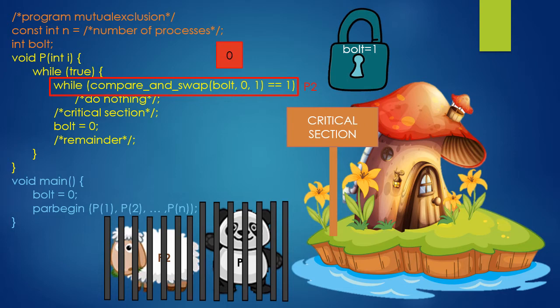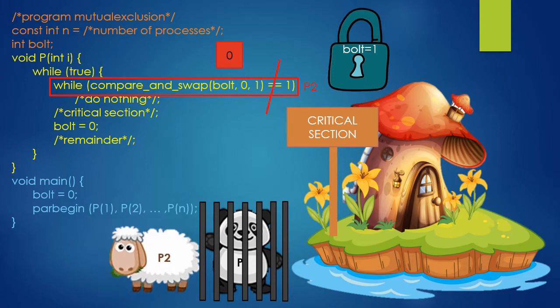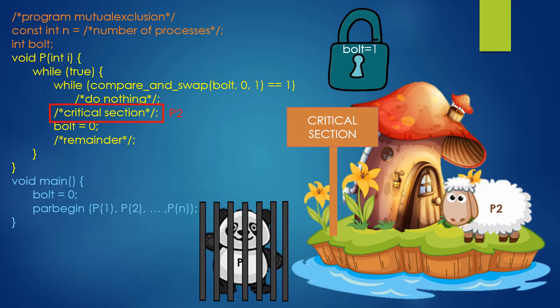The while condition becomes false. P2 does not move into the second while's body. Instead, it lands into its critical section. Do you notice the first while? This will make P3 loop in its code again.